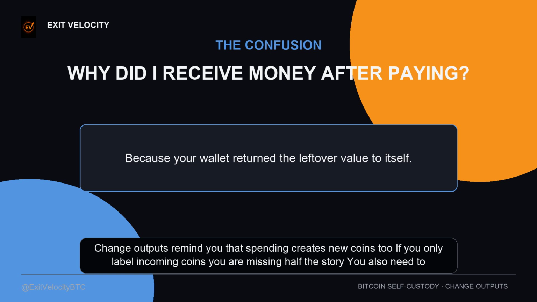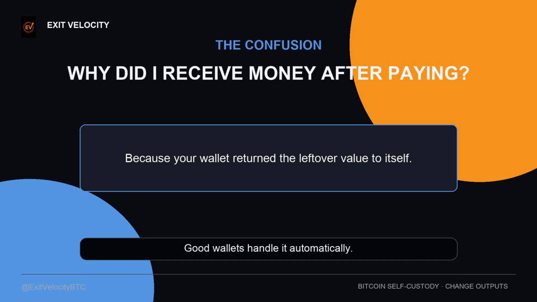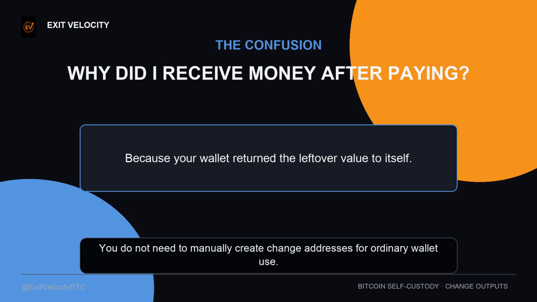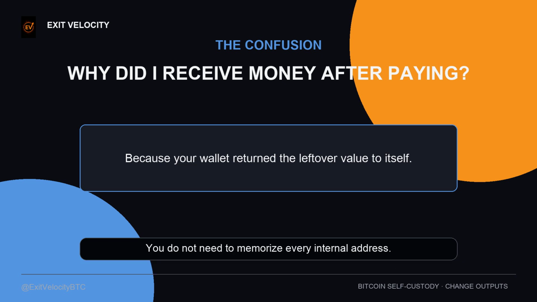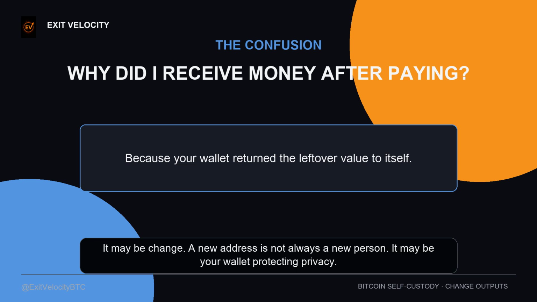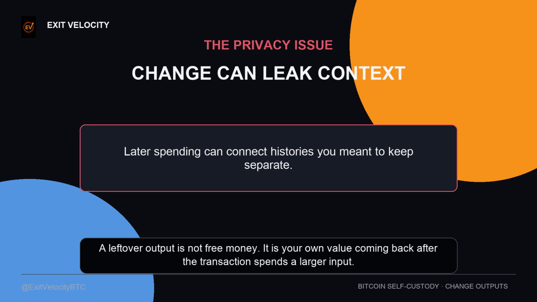The point is not to scare you. The point is to make the map visible. This is how a small payment can echo forward. The payment happens once, the change output can be spent later, and that later spend can accidentally reveal more than the original payment did. This is why the last 3 episodes fit together. Labels tell you what a coin is. Coin control helps you choose which coin to spend. Change outputs remind you that spending creates new coins too.